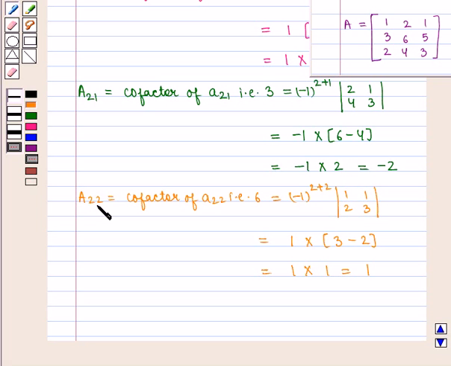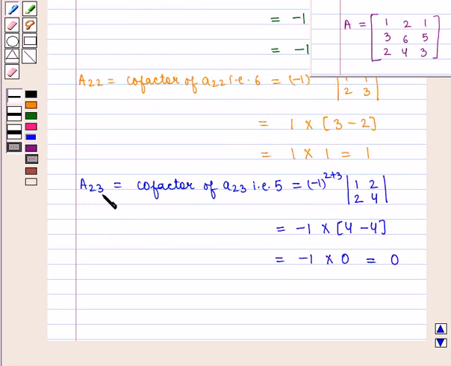Now A22 is the cofactor of a22, that is 6, and is equal to (-1)^(2+2) into determinant containing elements 1, 2, 1, 3, and is given by (-1)^4, that is 1, into (1 into 3, that is 3, minus 2 into 1, that is 2), which is equal to 1 into (3 minus 2, that is 1), which is equal to 1 into 1, that is 1.